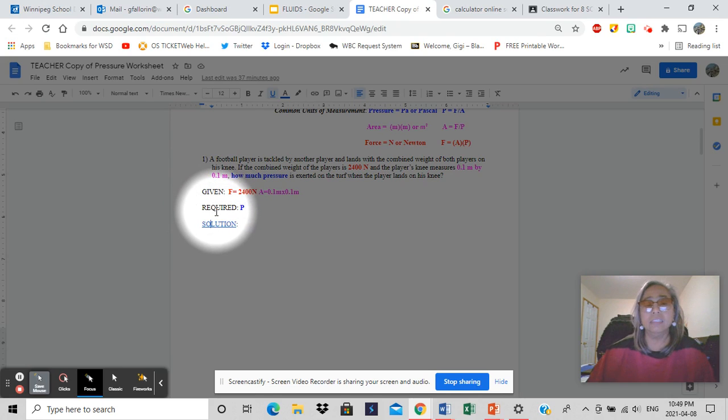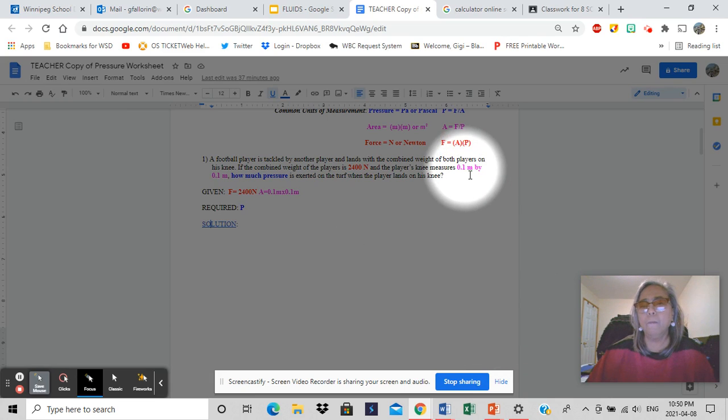So here, the GRS strategy again: given, required, solution. Given is what you see in the problem. So look at all the numbers. For purposes of this demo, I just put in different colors. So 2400 N, what is N? Newton, it's a unit of force. So F equals 2400 N. What else? What other numbers do you see here? 0.1 meter by 0.1 meter.